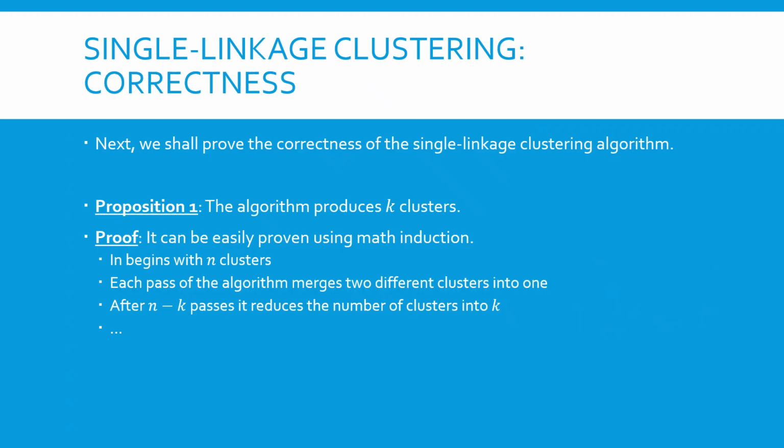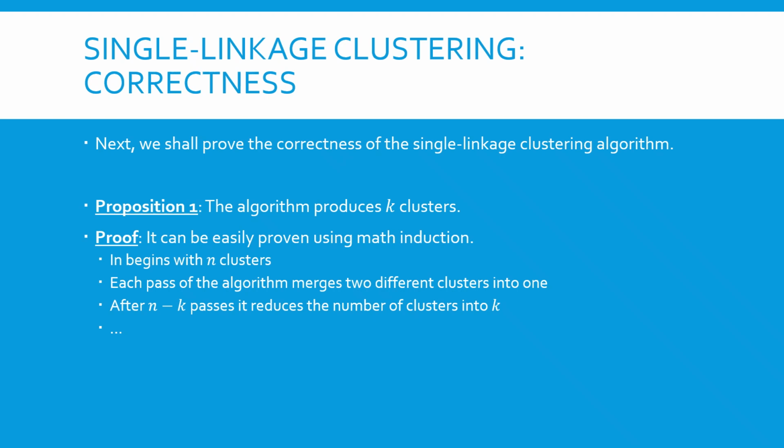Recall that the single-linkage clustering algorithm claims to produce k disjoint clusters while maximizing F(C), the minimum spacing among all pairs of clusters. To justify the claim, we first show that the algorithm correctly produces exactly k clusters.